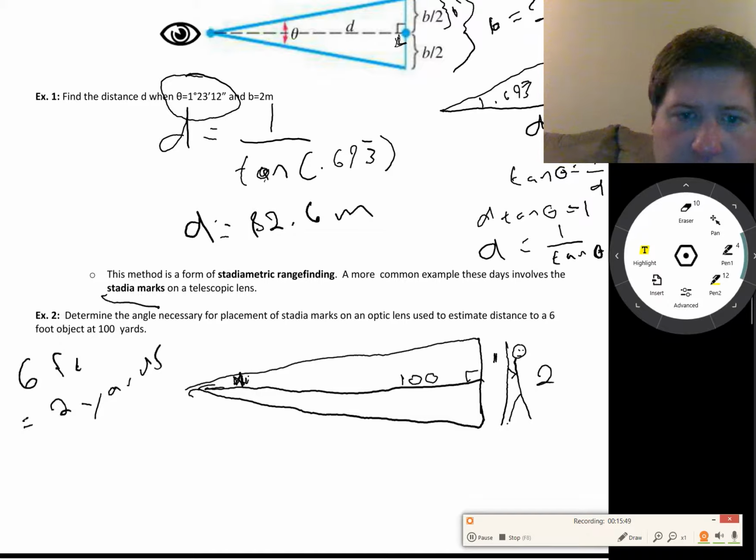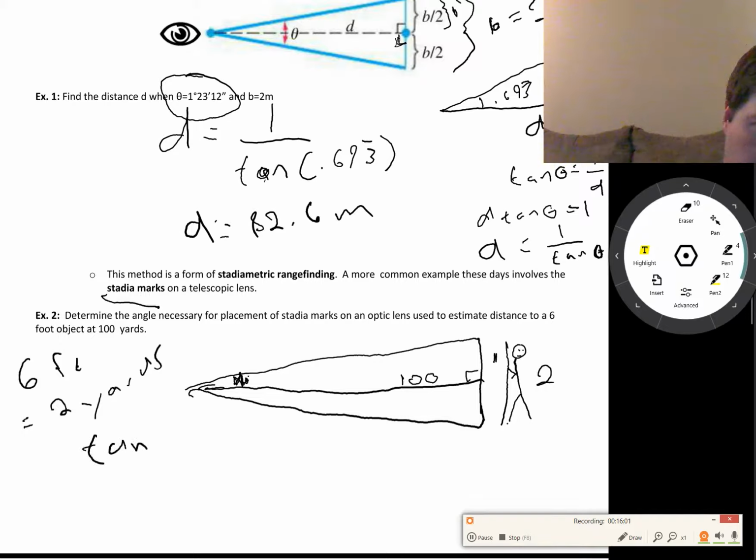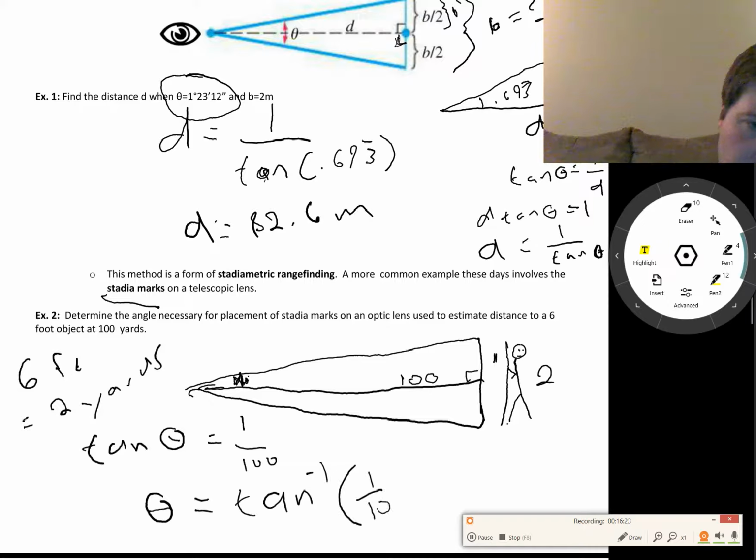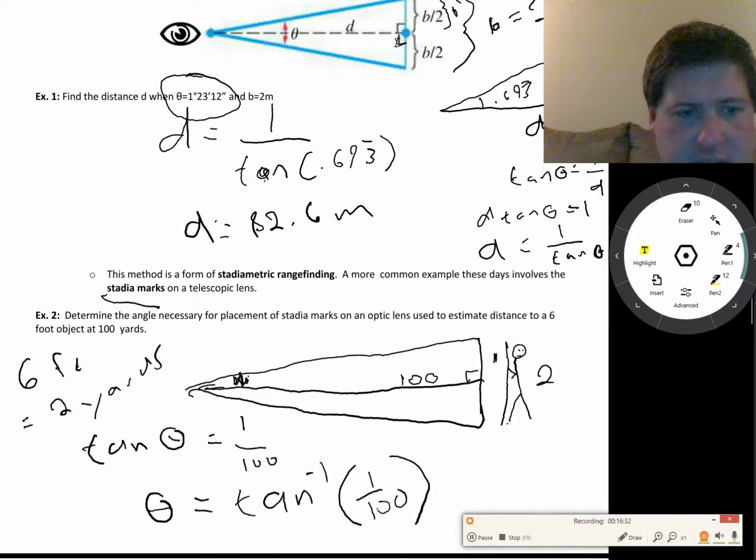How do I relate this angle that I want to know to the opposite side and the adjacent side? Well, that sounds familiar. That's going to be our tangent. The tangent of our unknown angle, theta, is the opposite side 1 divided by the adjacent side 100. And then how would we find our angle? Well, we would use the inverse tangent function. So what we've done here, we take the inverse tangent of both sides, and it cancels out. It gets rid of the tangent on the left.